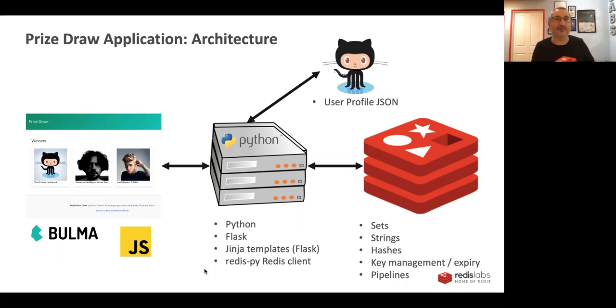Then in the middle there, we have our application. So our application's acting as like a web server for the front end. In this case, it's a Python application that uses the Flask framework, which is a pretty popular framework that you'll find in a lot of different applications and in some serverless environments. It uses the Flask templating language Jinja, which is built into it.